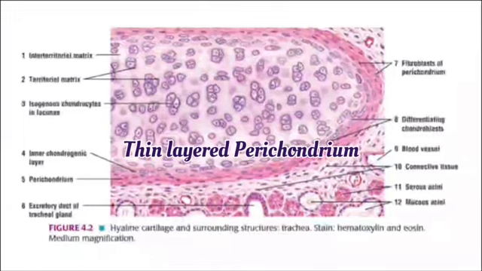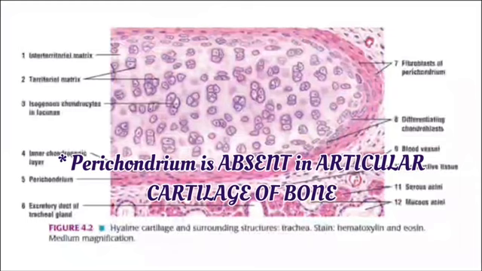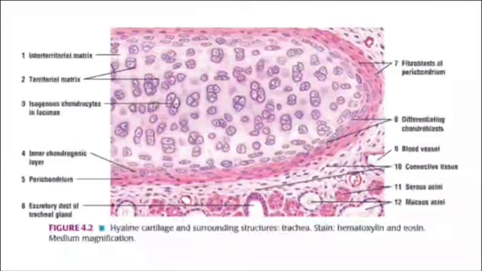A thin layer of perichondrium, as I have already mentioned, surrounds the cartilage. However, hyaline cartilage, when it is present in the articular part of the bones, there the perichondrium is absent.